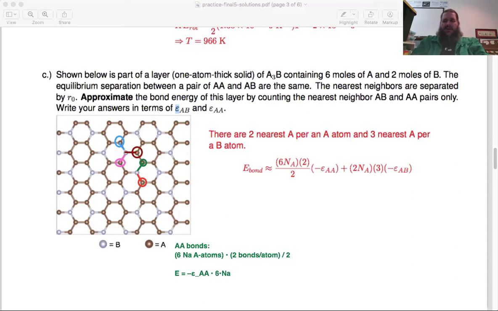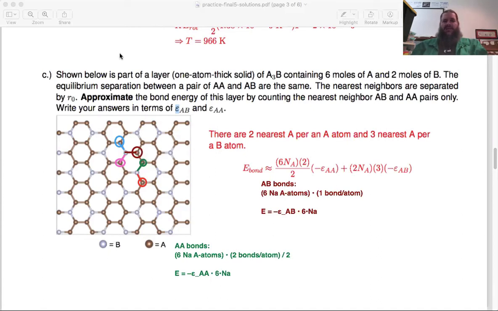So the energy of all those would be negative epsilon AB. That is the energy of one of those bonds times the number of bonds, which is 6 moles times 1, not divided by 2. So 6 Na. And we could also do that a different way. Looking at the A atoms, each A atom is connected to 1 B atom.